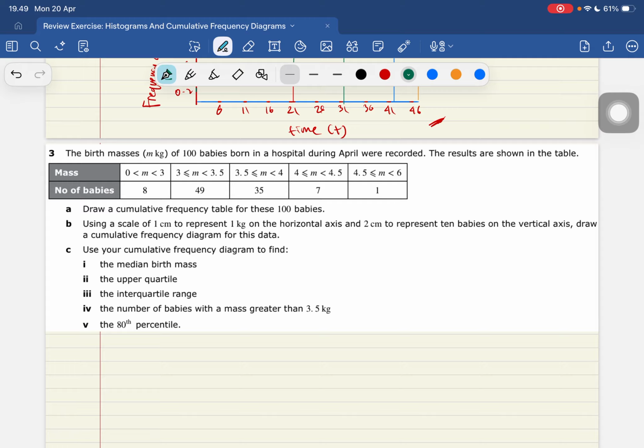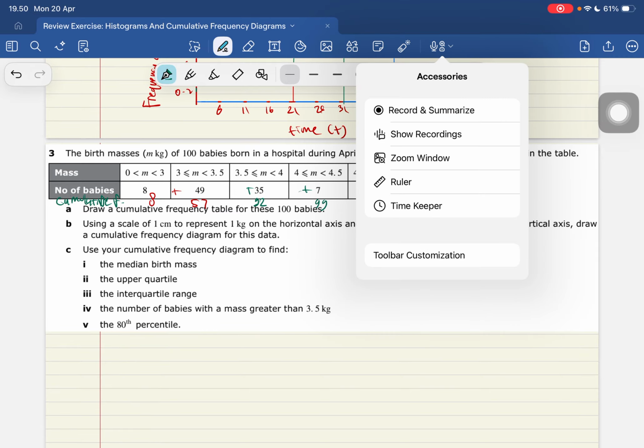The table here. I will use the cumulative frequency. So first, this is 8, and then 8 we plus 49, we got 57, and then we plus 35, we got 92, plus 7 is going to be 99, and plus 1 is 100. So using scale, we need to draw it to the diagram.